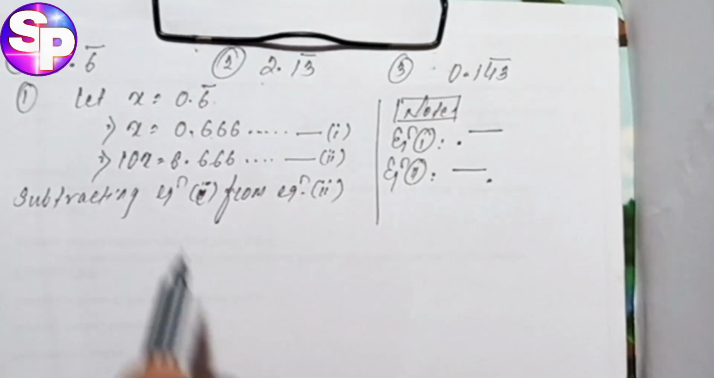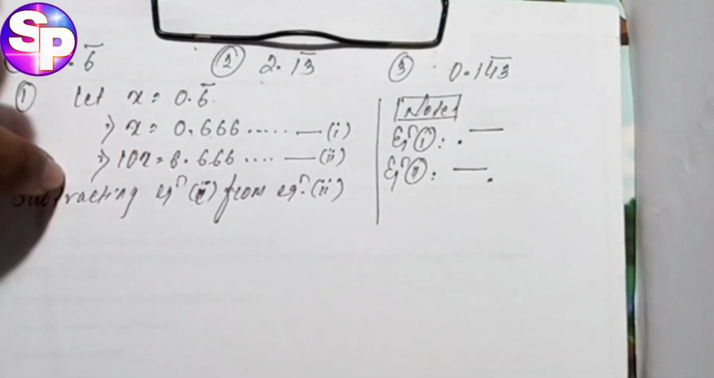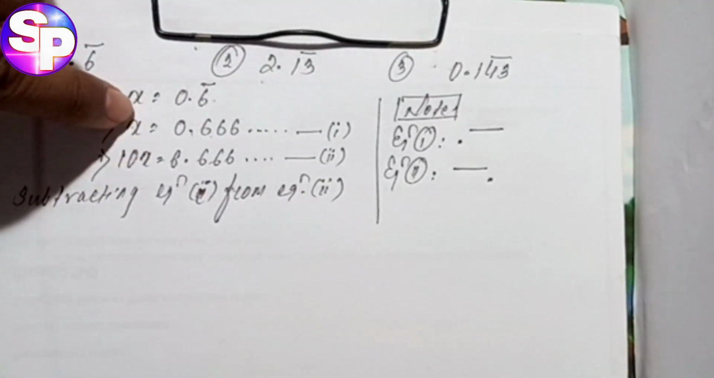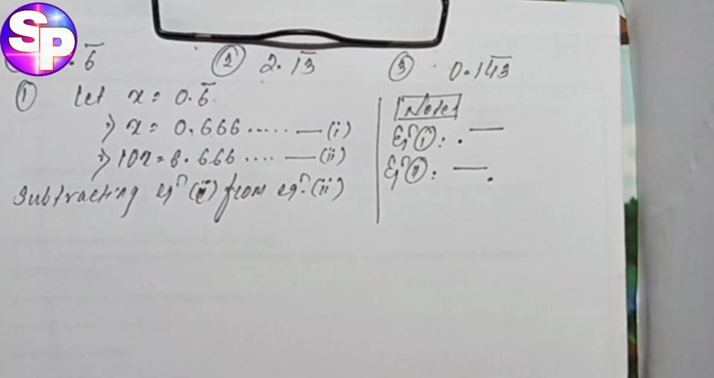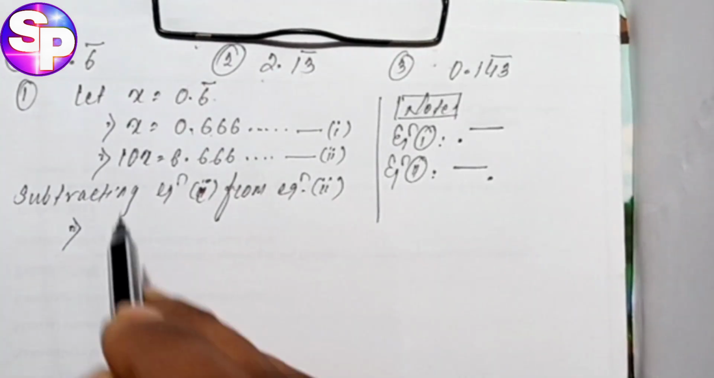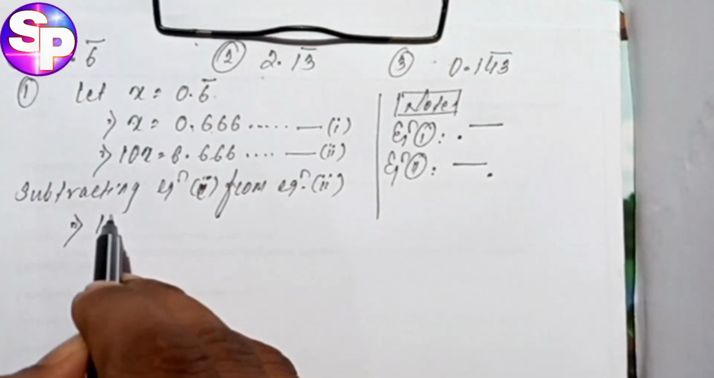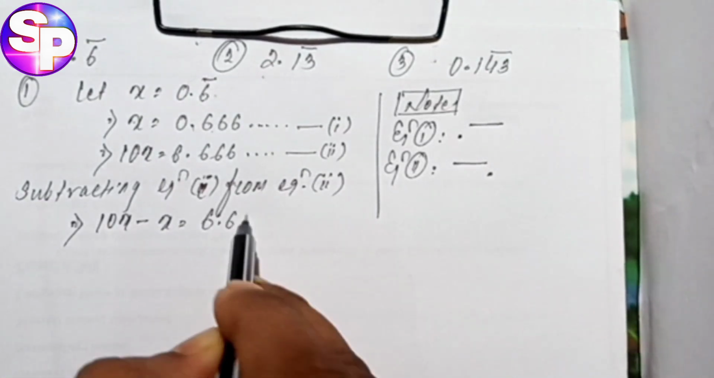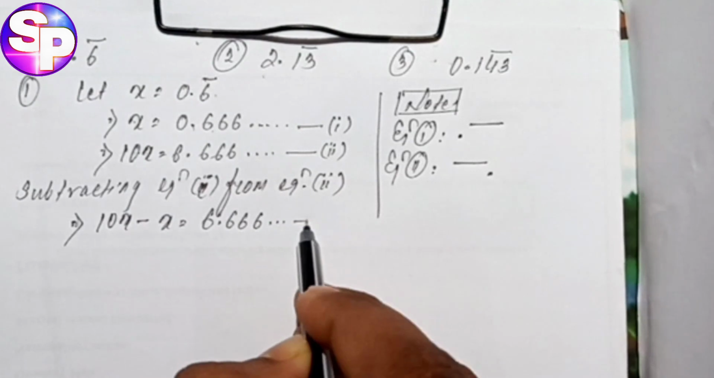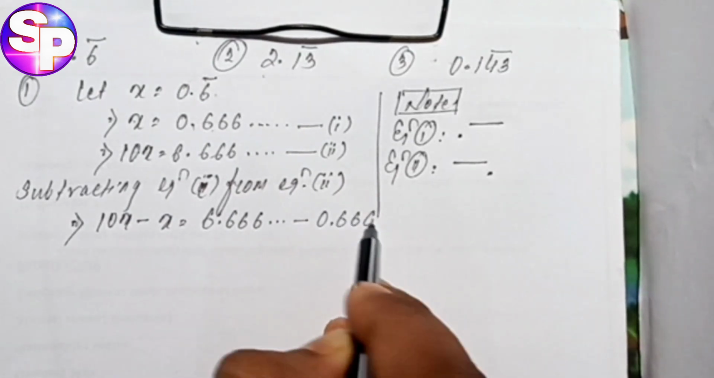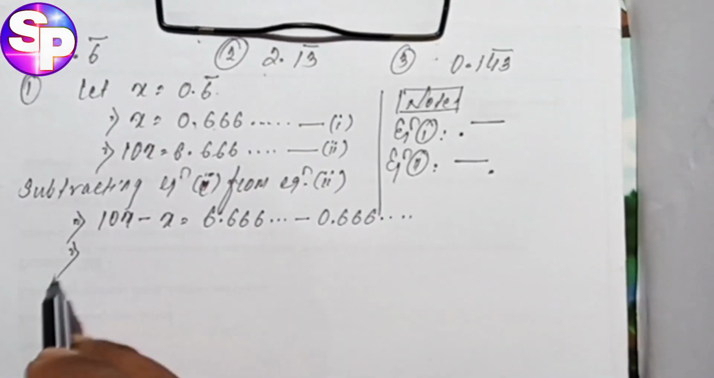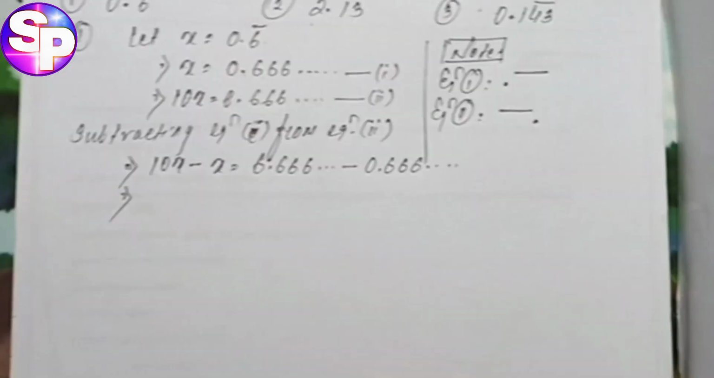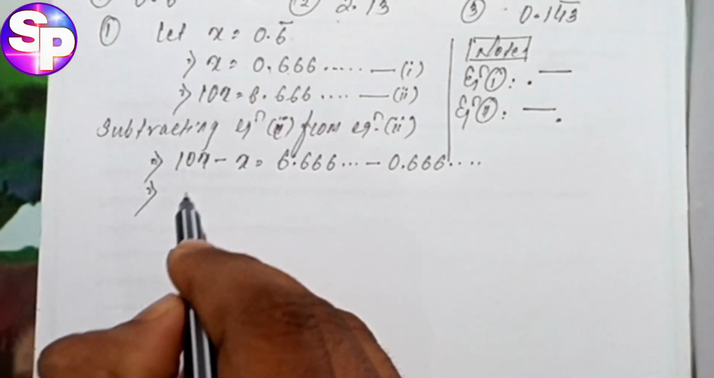See children, first of all, in case of subtraction we need to subtract the LHS, similarly with the RHS also. So here what we get? 10x minus x is equal to 6.666 minus 0.666, like that, right? So here in the LHS I got what? 10x minus x, that is 9x.